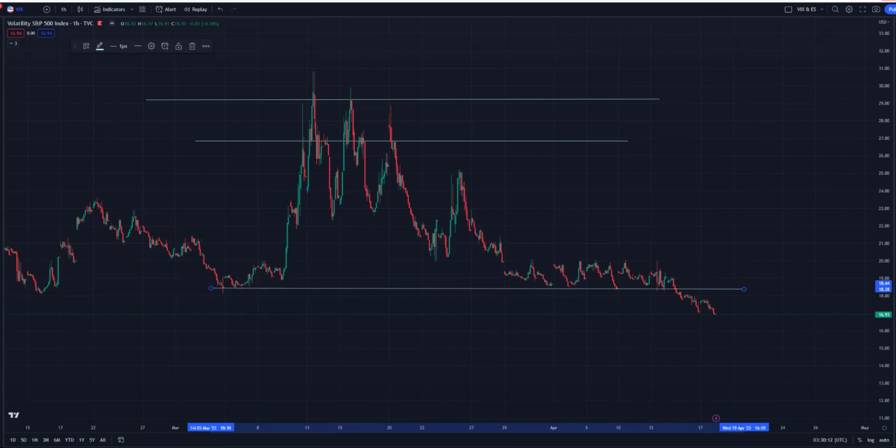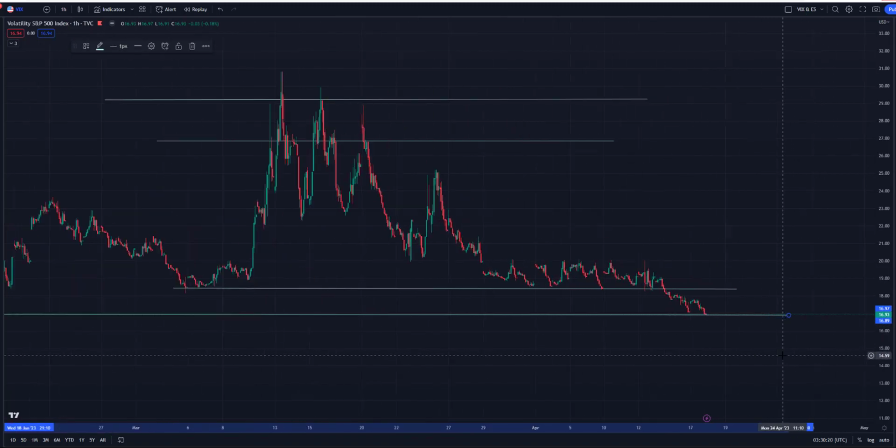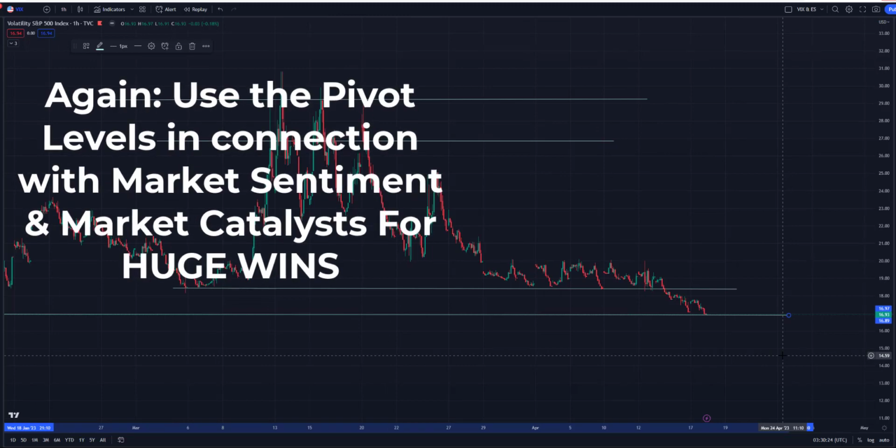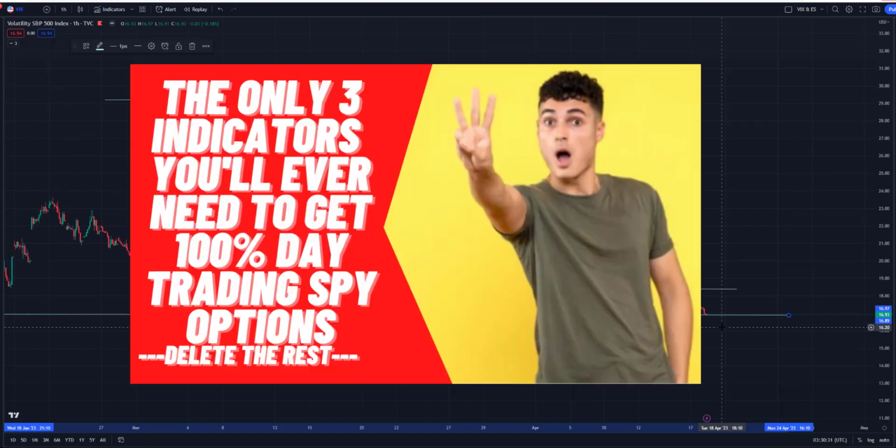But in this example here, I'm going to just highlight a few levels down here where we could see pivot points. We could see the market shift. Now, again, we have to combine this with more than just a level. We have to use market sentiment. We have to use three indicators to effectively day trade.